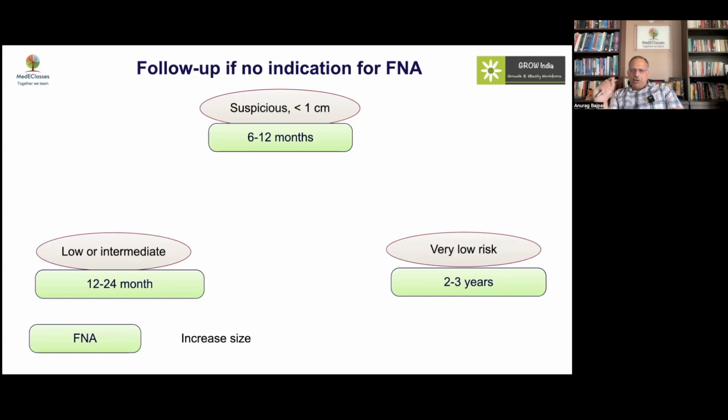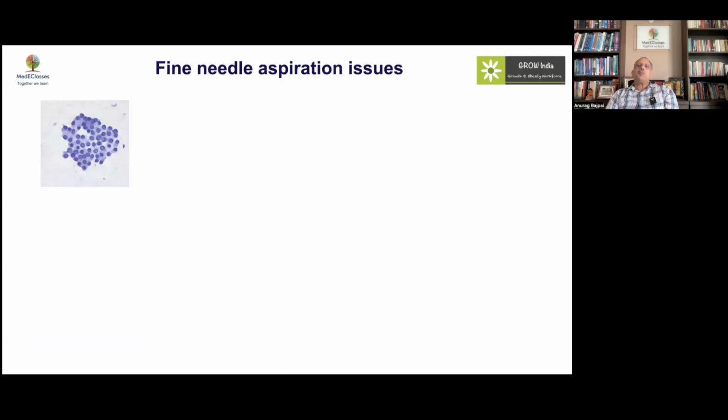Now, if you notice on follow-up that the size has increased, it has reached the criteria for evaluation. So if it has gone more than 1 centimeter, you may need to do an FNAC. You need to worry about that. Now, fine needle aspiration is the second most important aspect in the evaluation of a thyroid nodule after the ultrasound. And you have to understand that you're just trying to sample a particular tissue in a particular area. So this is something really to look at.